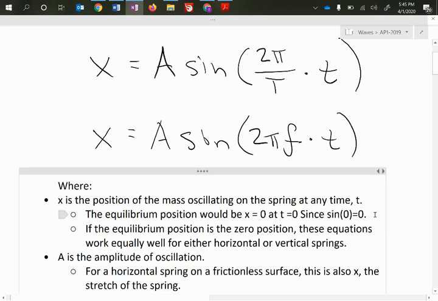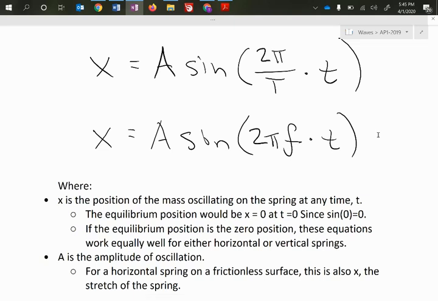We're making the assumption, since we're using sine, that at time 0, our position will be 0, and that is at the equilibrium position. Since we know that sine of 0 is 0, our x position would be equal to 0 too. This would be 0 at time 0. Therefore, we're using sine to model it. If the equilibrium position is the 0 position, these equations can work also for horizontal or vertical springs. It doesn't really matter.